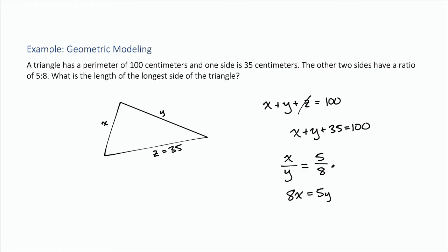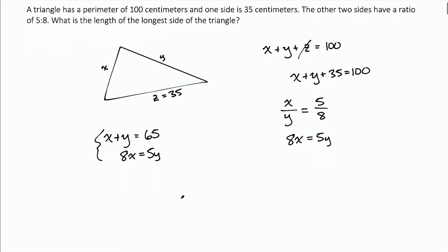And then we also have this equation up here relating x and y. So we now have two equations relating x and y. For x plus y, I'm going to subtract the 35, and that gives me 65. And then 8x is equal to 5y. With these two equations, I can now solve for both x and y. There's a couple ways to do this. What I'm going to do is solve the first equation for y, and I just get y equals 65 minus x.